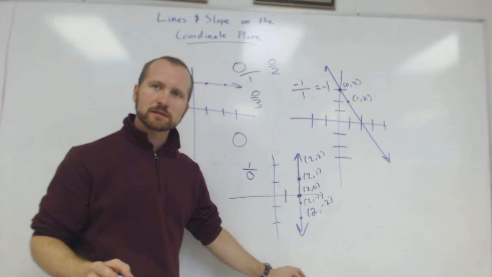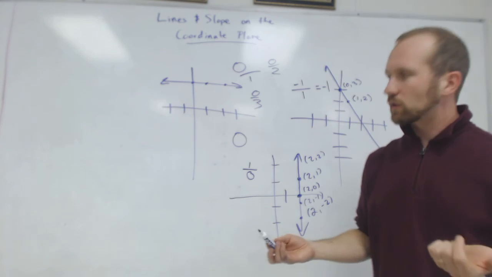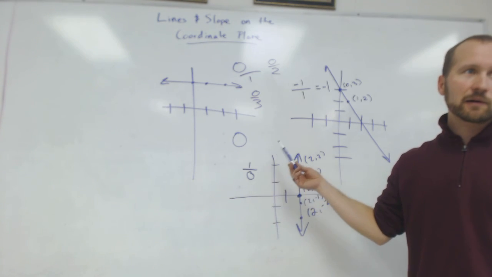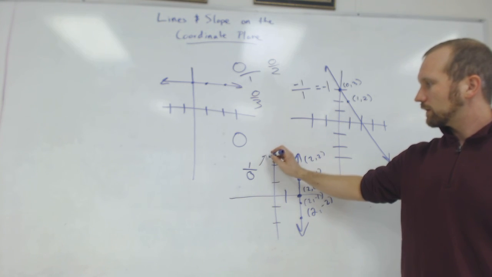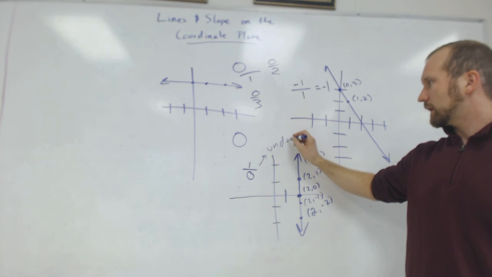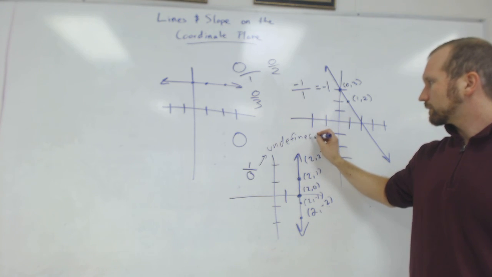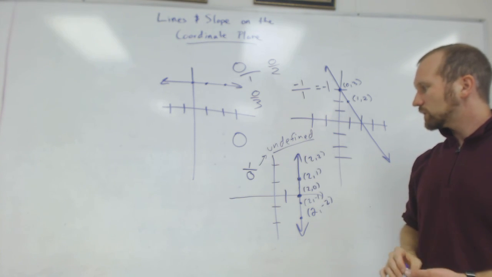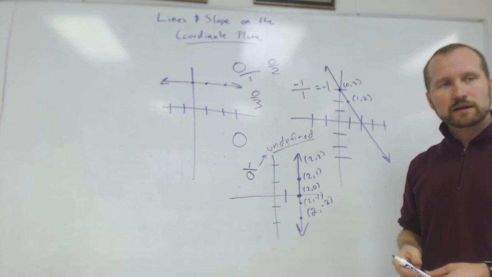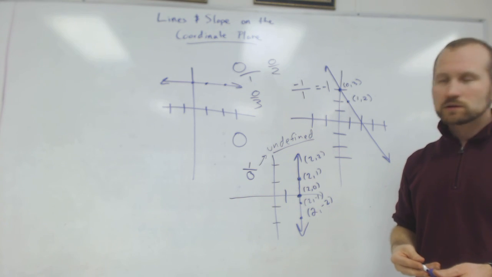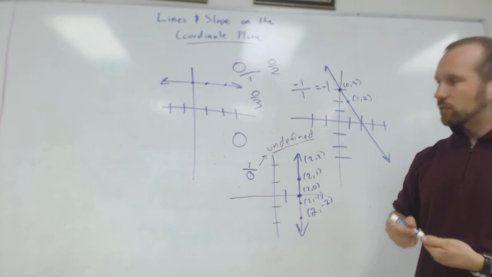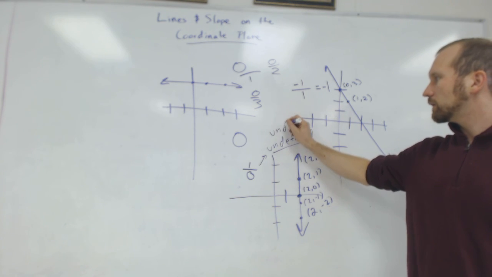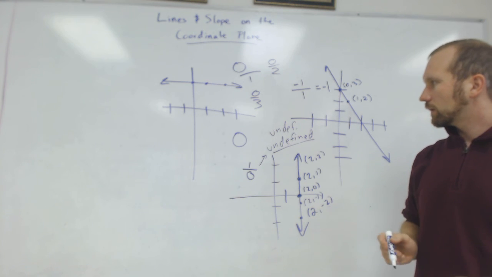Friends, don't let friends divide by 0. This is not allowed. And in math, we call this undefined. So all the lines that are going straight up are undefined. The slope of a vertical line is undefined. Just put undefined. If you want to abbreviate this, just do undef.